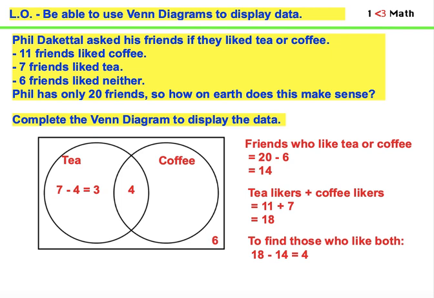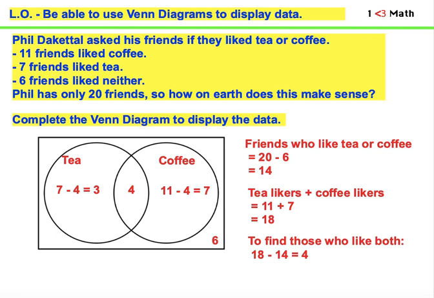We'll do the same thing for coffee. So there's 11 friends who liked coffee. Now, we've already identified that 4 of them also like tea. So to fill in the circle for coffee, the friends who only like coffee, it's going to be 11 take away 4, and that equals 7. And obviously, 7 add 4 equals 11. So we've got the diagram correct. So that 11 friends like coffee, 7 friends like tea, and 6 friends like neither. So, I hope that's been helpful in answering that question.